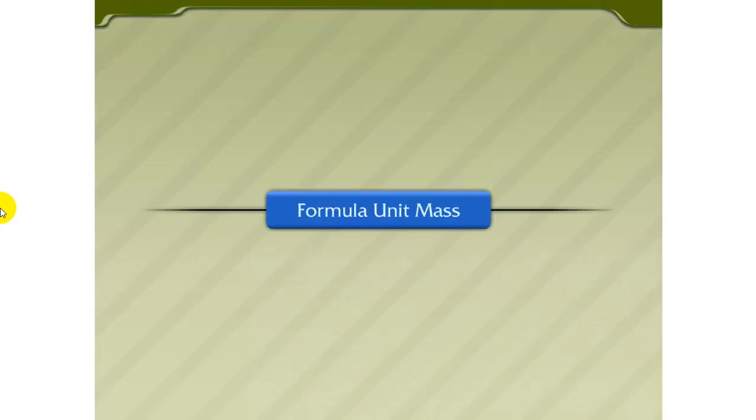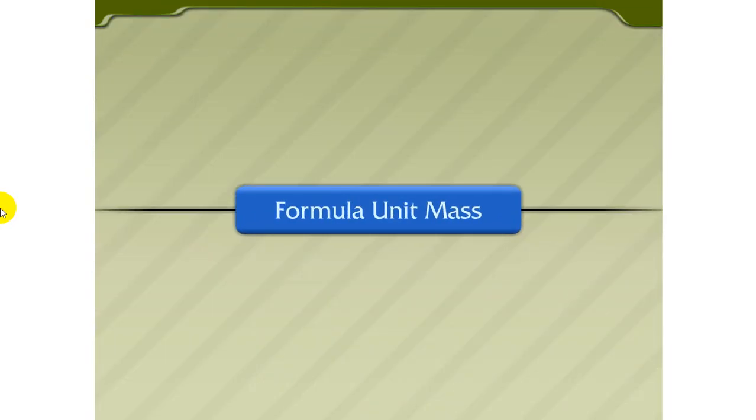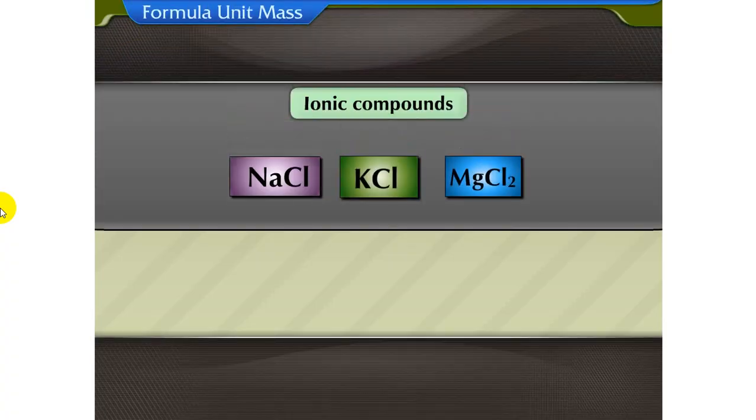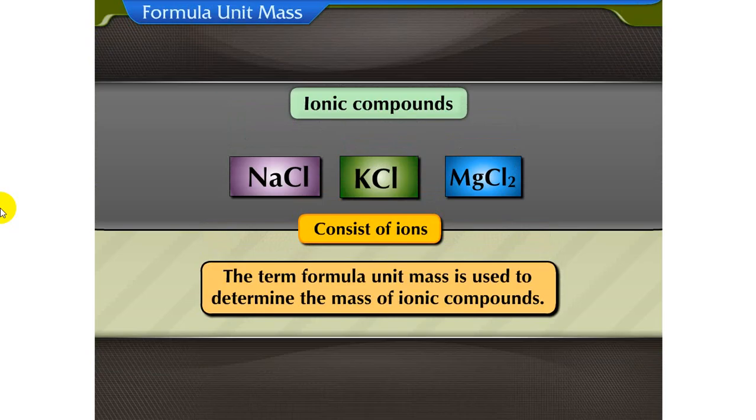Formula unit mass. We know that ionic compounds do not consist of molecules, they consist of ions. Therefore, we do not use the term molecular mass for ionic compounds. Instead, we use the term formula unit mass to determine its mass. The formula unit mass of an ionic compound can be determined using the formula of the ionic compound.